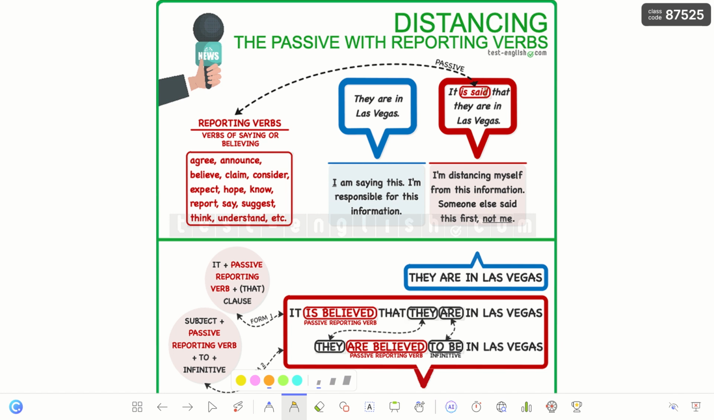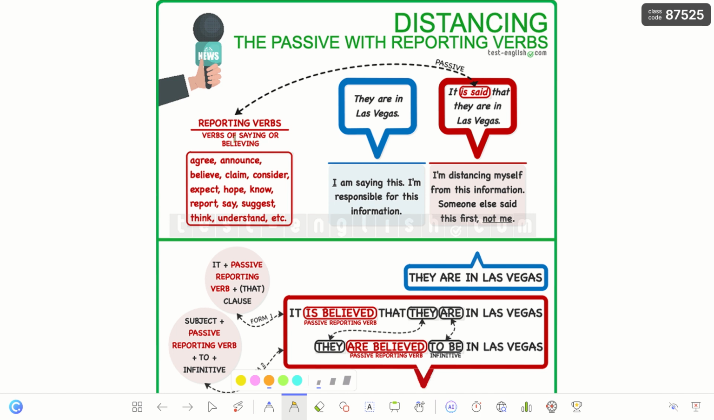Other verbs can be used to report such passive sentences, or we call them reporting verbs, verbs of saying or believing, like agree, it's agreed, it's announced that, it's believed that, it's claimed that, claimed يعني يزعم أو يعتقد, it's considered that, يعتبر, it's expected, it's hoped, it's known, it's reported, it's said, it's suggested, it's thought, it's understood.